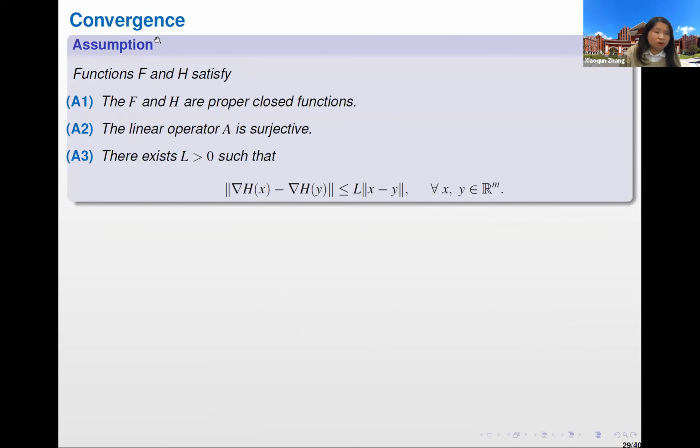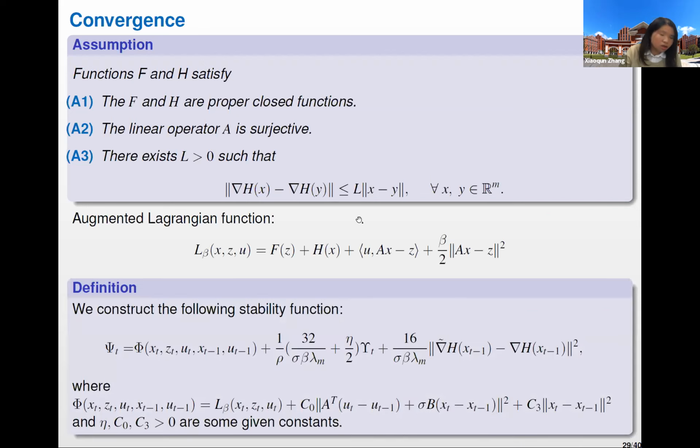So in terms of convergence, we have this assumption. First, for both F and H we have some proper closed function, so we do not have convexity here. And for A, this composite operator, we require it to be surjective, so full row rank. And the so-called data term has a Lipschitz continuous gradient. And based on this augmented Lagrangian function, we can define this stability function.